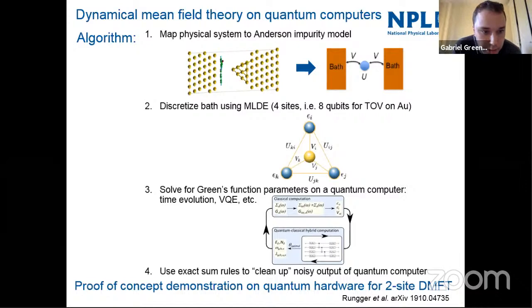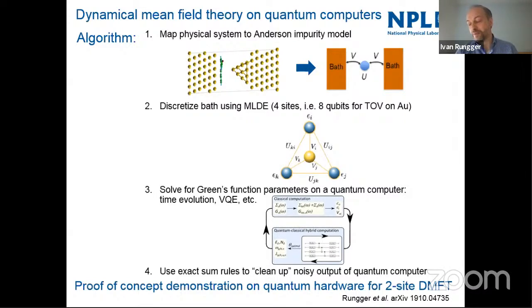I see a question here by David Munoz Ramo. What is the physical motivation for the use of U between bath sites? Okay, I skipped a bit there. So there are obviously real physical systems where you have a U on all the bath sites, for example. That could come, for example, from a quantum chemistry Hamiltonian that gives you these parameters.